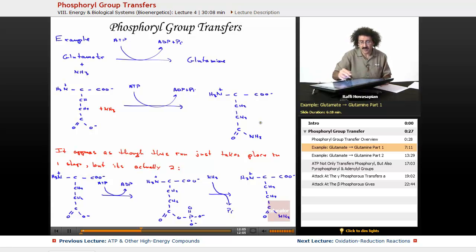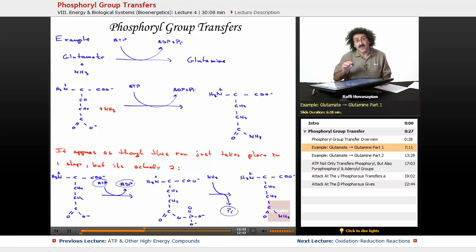So what looks like a single-step process is actually a two-step process. Glutamate reacts with adenosine triphosphate to form this right here. So ATP transfers its phosphoryl onto the glutamate. Now, this is not a good leaving group, but now this is a good leaving group. Now ammonia can come in and displace this phosphate and attach where the phosphate is attached, and Pi goes. So here you see the Pi has left. ATP is converted to ADP plus Pi.